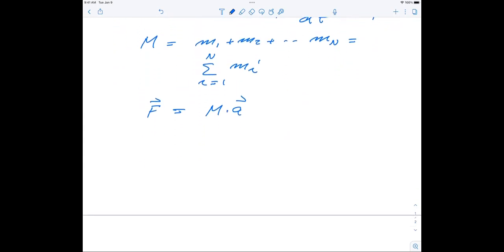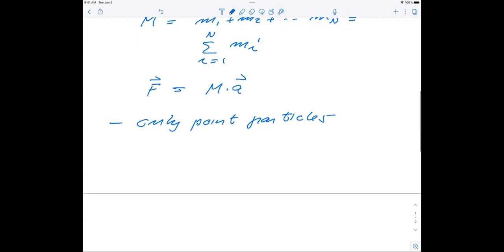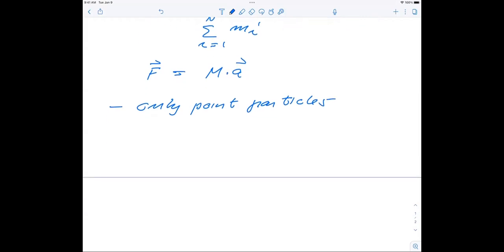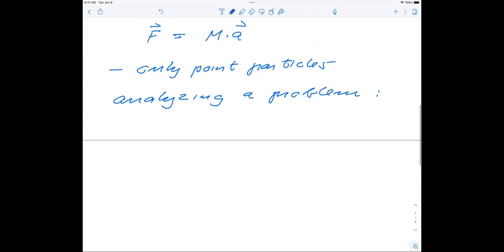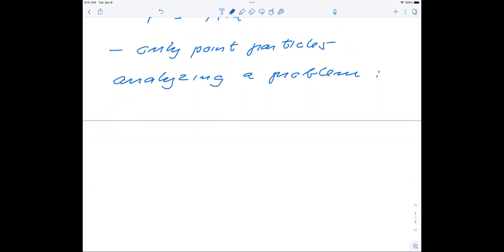Now, when we want to analyze a system, we are going to assume that we are dealing with point particles. We are not going to look at the extension of an object. And when we analyze a given problem, we are going to follow the following steps, which were also in the slides. We are going to divide.